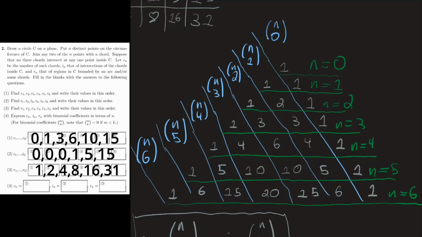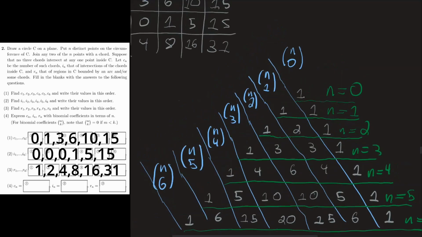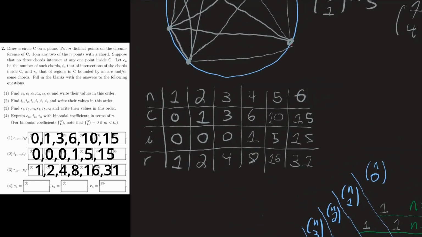But hopefully my explanation makes sense for why it equals 0. So now let's actually try to find the binomial coefficients for c sub n, I sub n, and r sub n. Let's start with the first one, which is c sub n. We already found the first 6 values for c. They are 0, 1, 3, 6, 10, and 15.